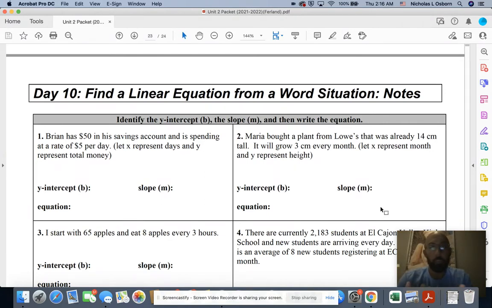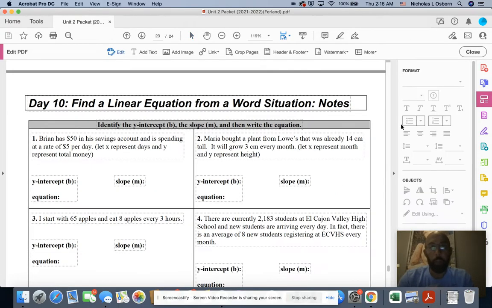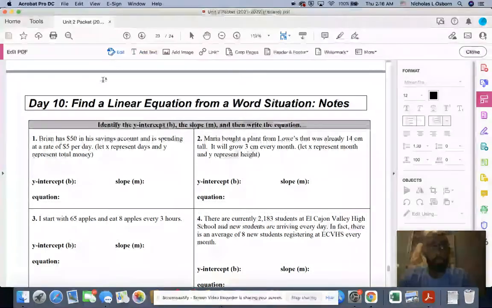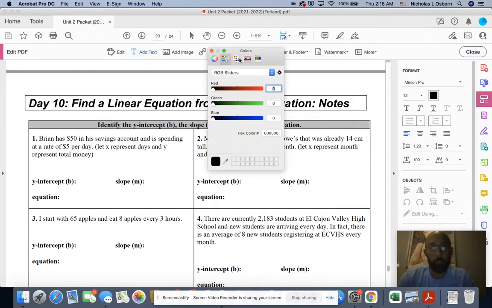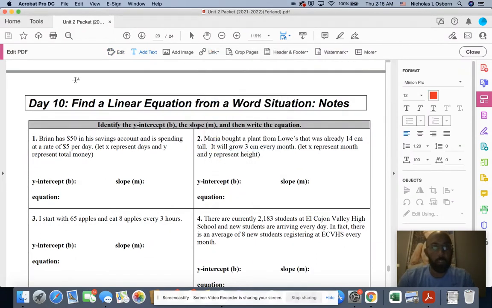All right. So here we go with day 10. Day 10 is all about finding that slope intercept equation, the y equals mx plus b, from a word problem. So you need to basically identify the important pieces out of the problem in order to create your equation. Remember, we are trying to figure out that y equals mx plus b equation for every situation.